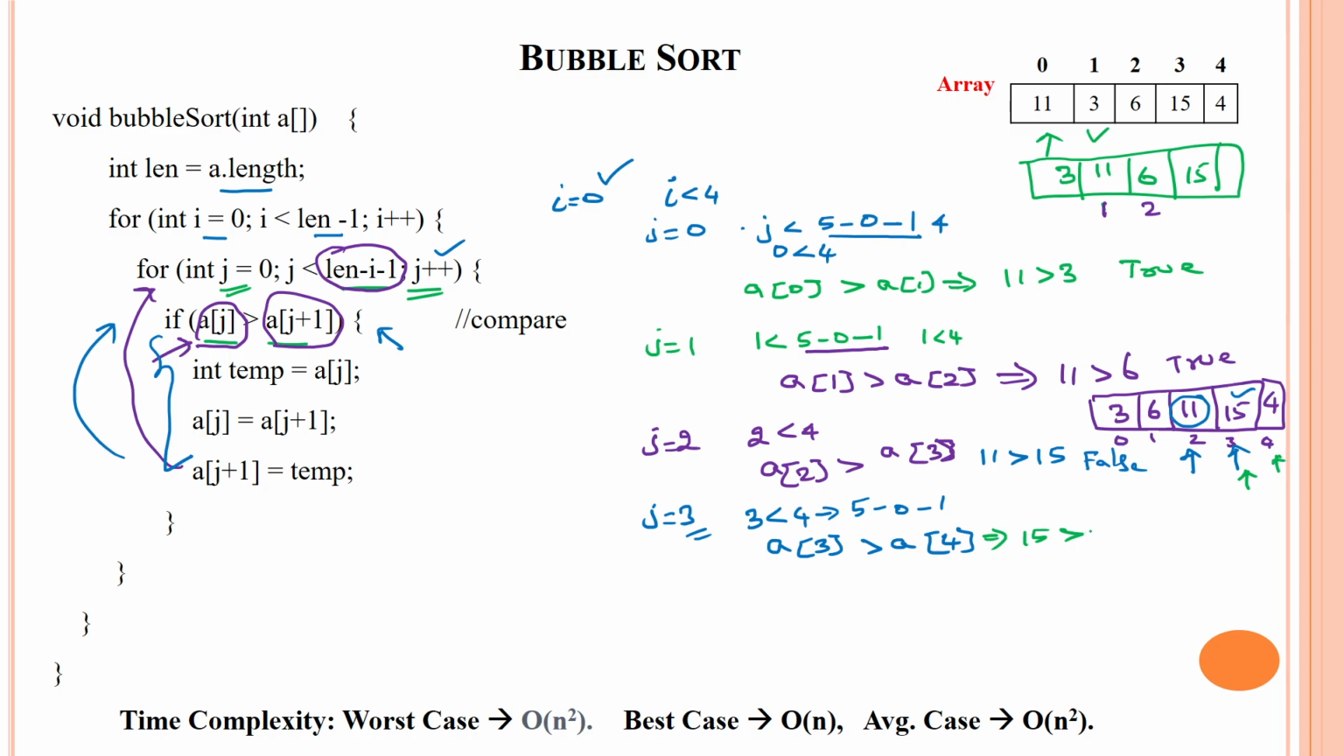So a of 4 is here 4. So this 15 greater than 4 is true. When it is true, we have to apply the swapping process. Once it is swapped, our array will look like 3, 6, 11.